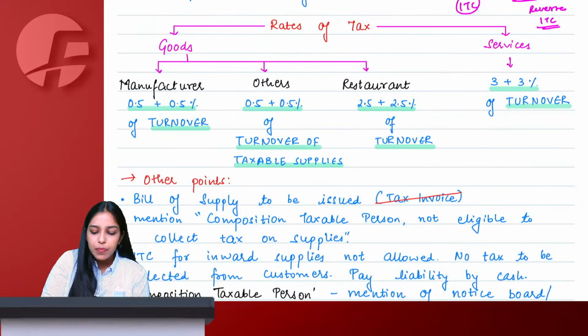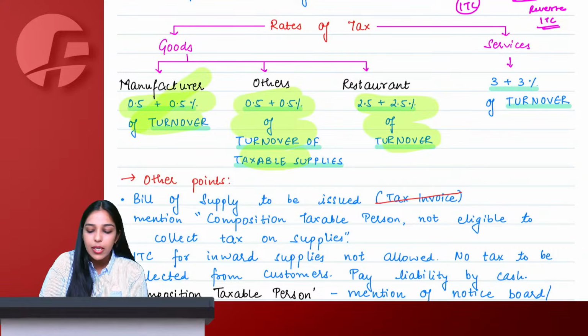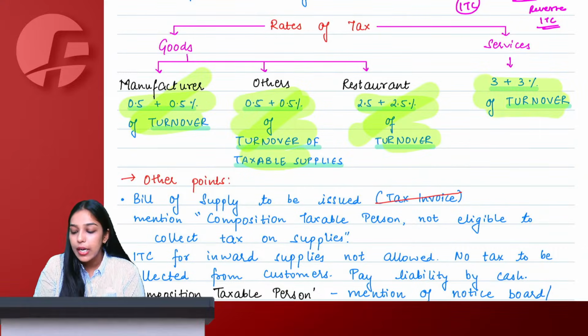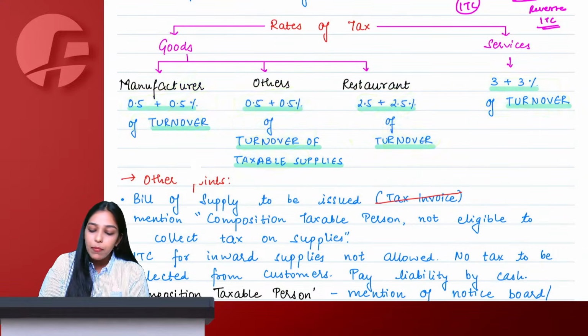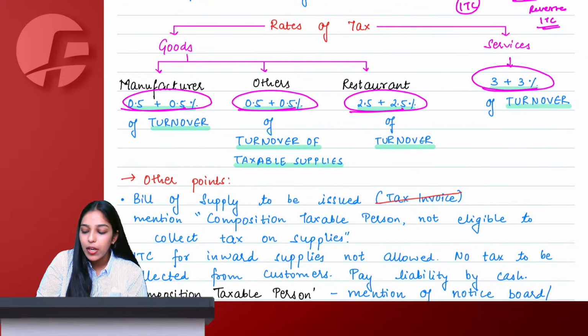For manufacturer, 5% of turnover. For others, 5% of taxable turnover. Restaurant, 5%. Sorry, 1%, 1%, 5%, and for services, it is 6% of turnover. But ma'am, why have you written it like 0.5, 0.5, 2.5 and 3? Why have you not written total 6%?